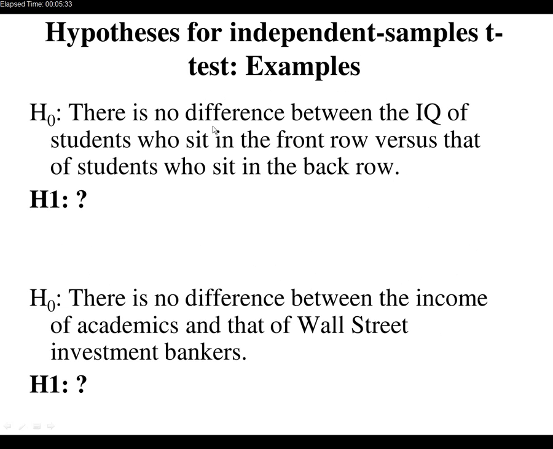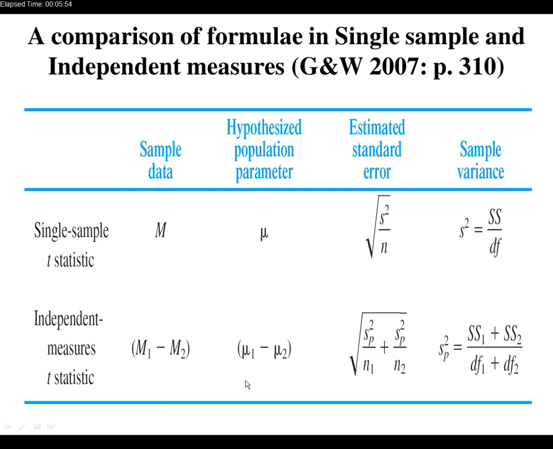All right, the first is that there is no difference between the IQ of students who sit in the front row versus those students who sit in the back row. What's the alternative hypothesis? The second question is that there is no difference between the income of academics and that of Wall Street investment bankers. What is the alternative hypothesis? And chances are that's going to be the true one.